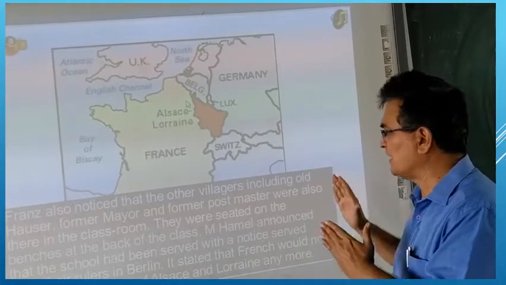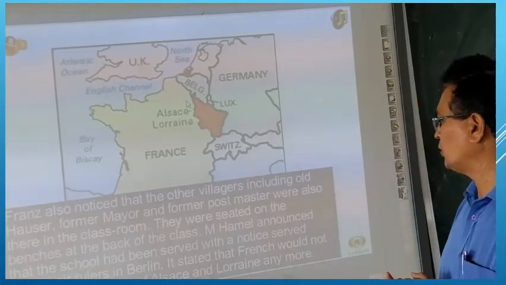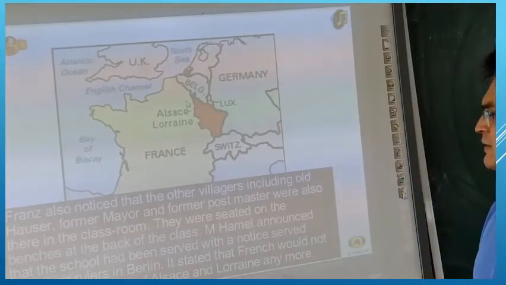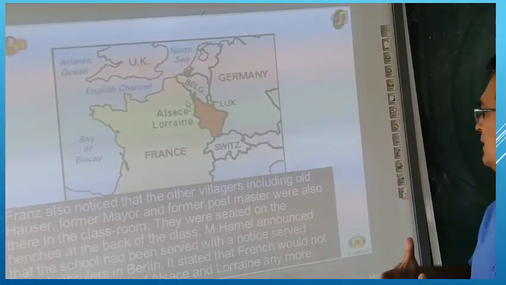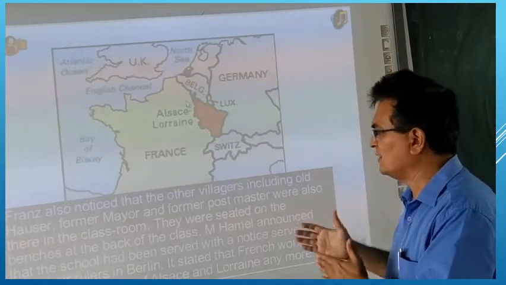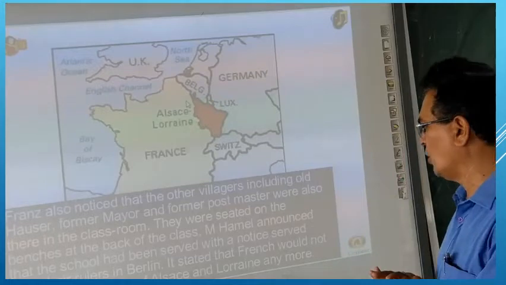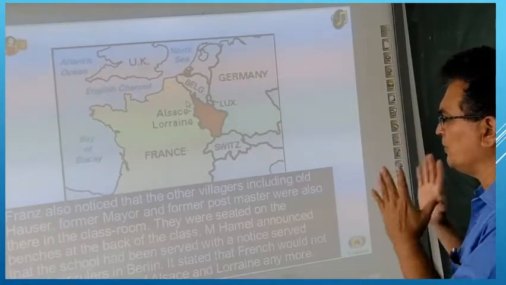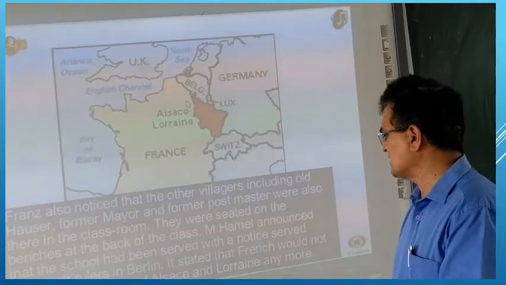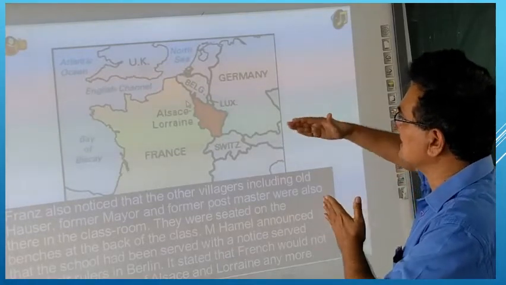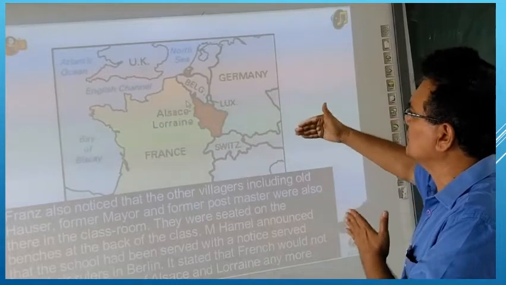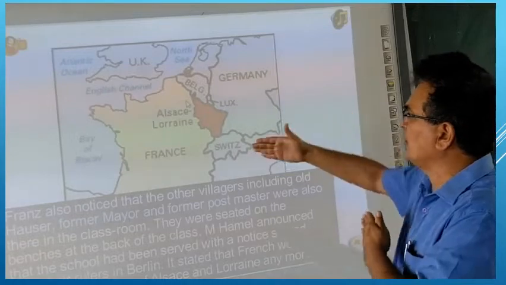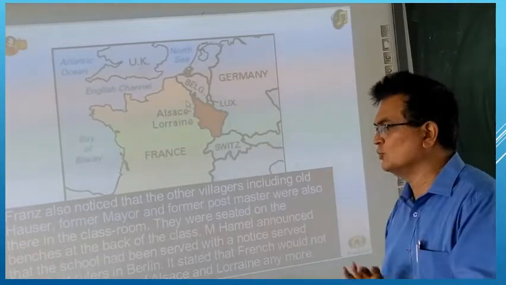M. Hamel announced that the school had been served with a notice, and then he announces that an order has come from Berlin that from now onwards German would be taught and French would be discontinued. It stated that French would not be taught in the schools of Alsace and Lorraine. So once Alsace and Lorraine were occupied by the Germans, they came out with this order, and French was discontinued in these two provinces.